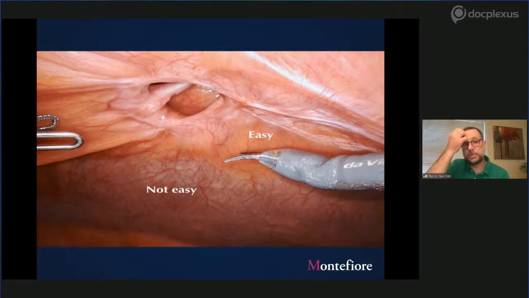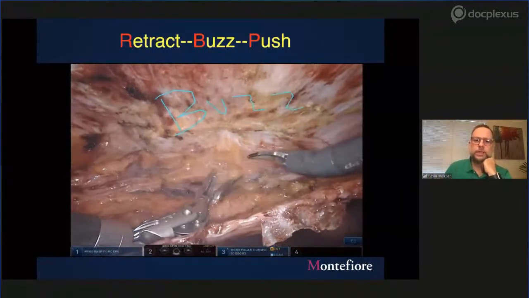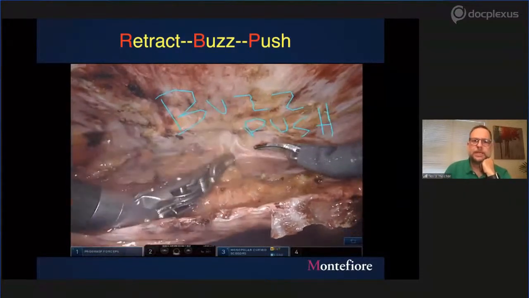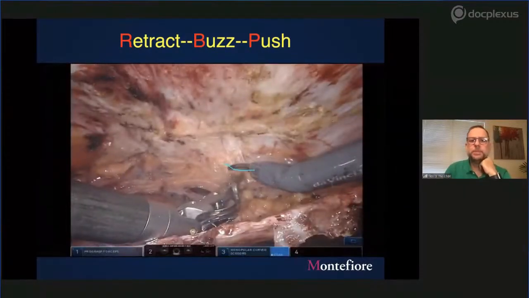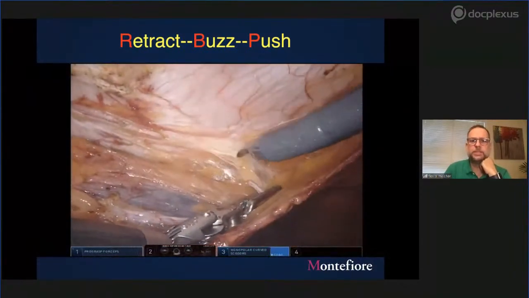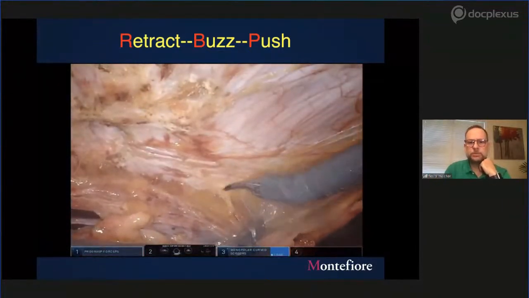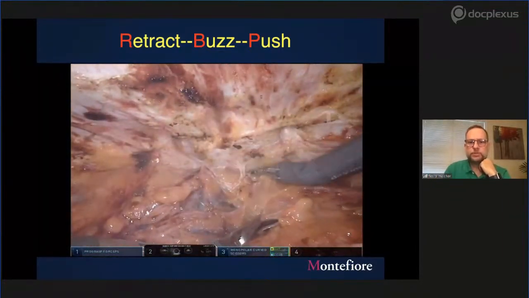First of all, understand what is easy and what is not easy. It's always easier in the midline and the very lateral aspect of the abdominal wall. The transition behind the rectus sheath itself is not an easy place. Conrad has talked a lot about this, and he refers to RBP: retract, you give your tension, you bust a little bit with the tip of the scissor, and then you push. I would rather push up than down, but it's still the same concept. Retract, bust, and push.